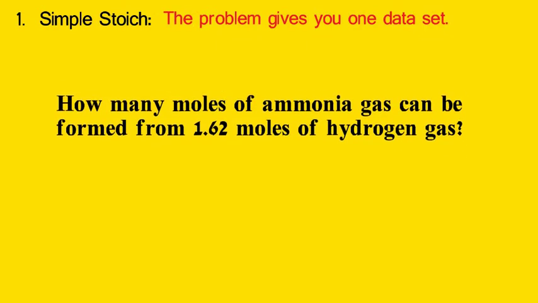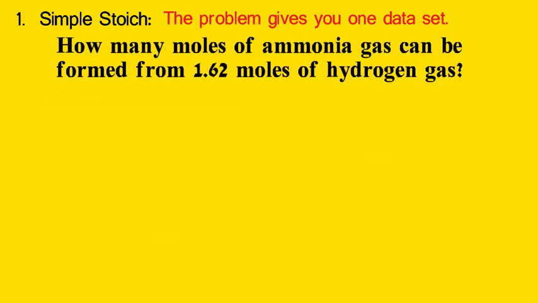For simple stoic, it simply means that there's one data set that they give you. That's all. We're going to start it out very easy and give you an easy example. Once you catch on to this, you will just fly. How many moles of ammonia gas can be formed from 1.62 moles of hydrogen gas? You can pause at any time and take notes.